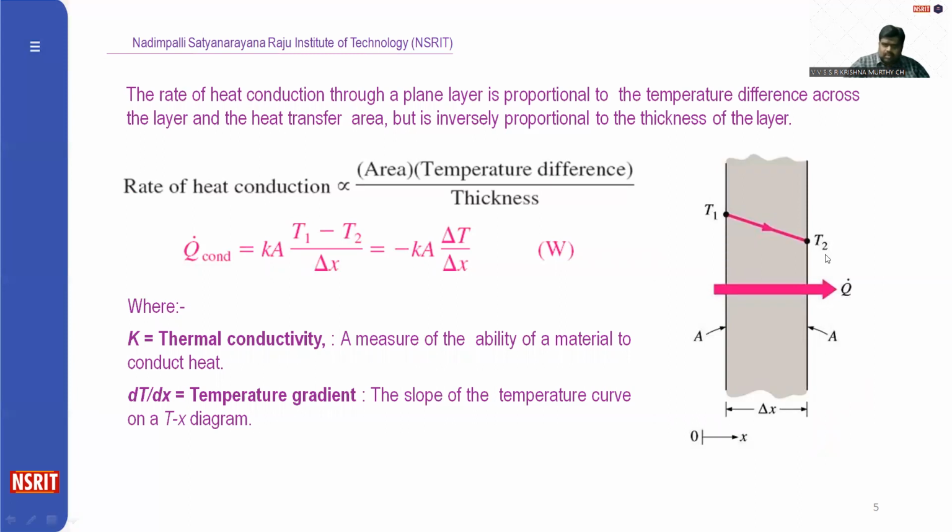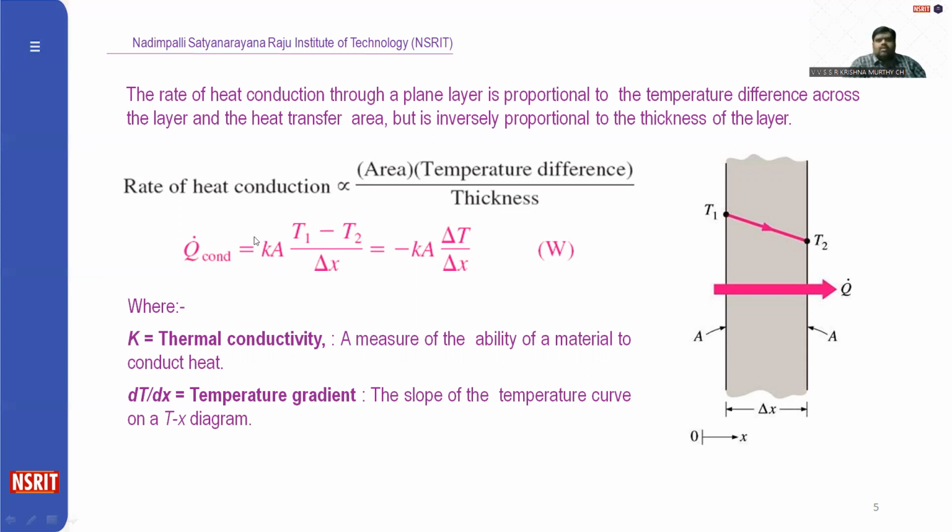Suppose you take a wall with inlet temperature T1 and exit temperature T2. Whenever a body transfers heat from the higher temperature side to the lower, the transfer of energy is directly proportional to its surface area and to the change in temperature with respect to the thickness. So the rate of heat conduction Q is directly proportional to area times temperature difference divided by thickness. That is given as Q conduction equals K A (T1 minus T2) divided by Tx. Then what is this K?